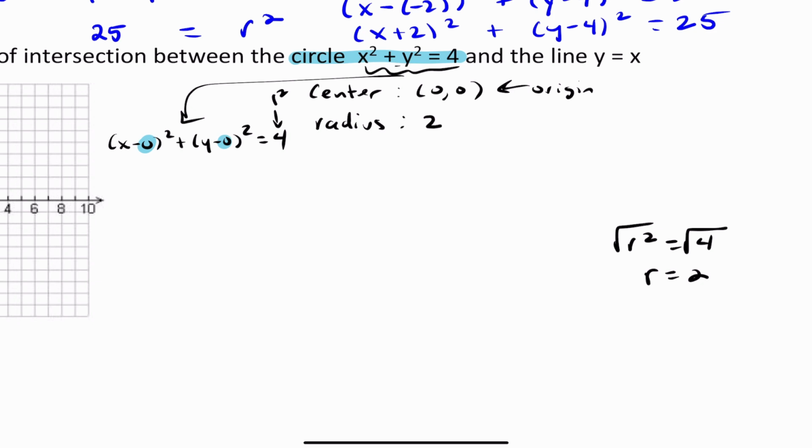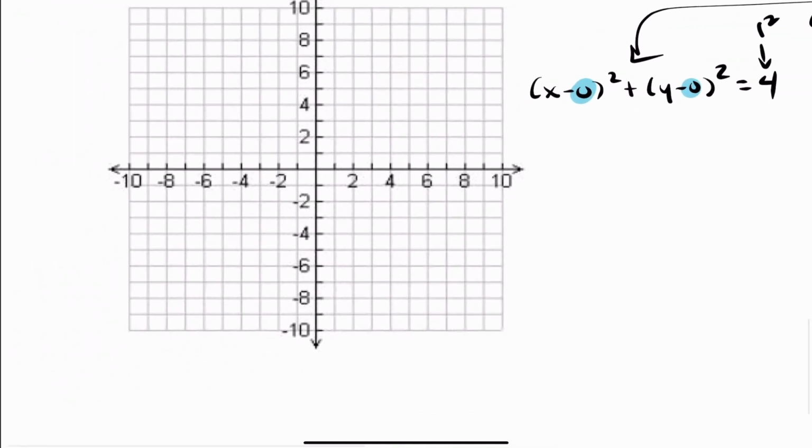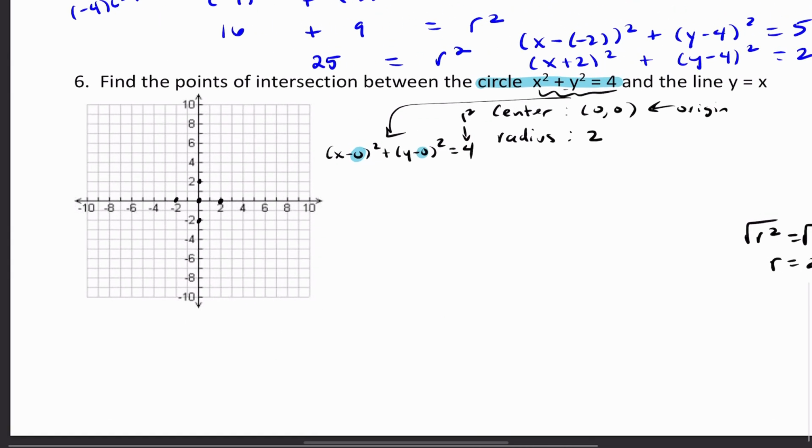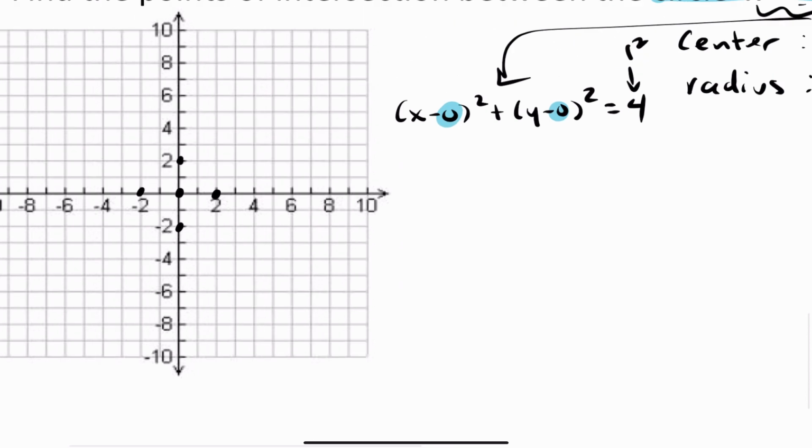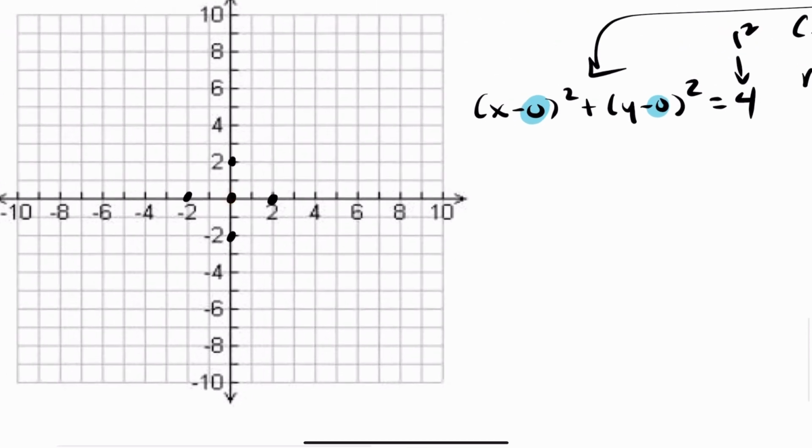So now that we have the center and then we have the radius, we can go ahead and graph that circle. So we're going to start at the origin, and I'm going to go up 2, right 2, down 2, left 2, because that's our r. The radius is 2. If the radius is 3, by the way, we start at the origin 0, 0, and we go up 3, right 3, down 3, left 3, okay? But we're dealing with the radius of 2.